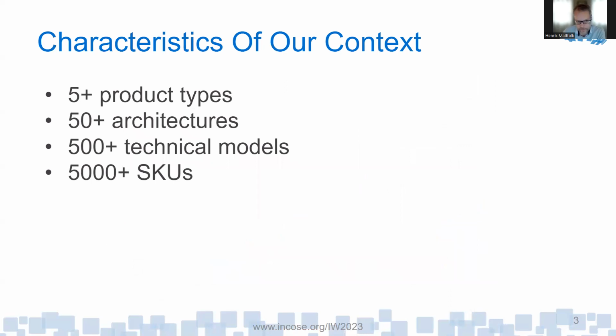I'm also giving this talk in our context. So I think it's important for you to know a little bit what our context is. We're a product line company. We deal with a lot of different product types. We have many architectures and a lot of technical models and a vast number of individual SKUs. And that is making configuration management of systems a challenge when we take it to this scale, especially when we start to create a lot of trace links and connect our artifacts.